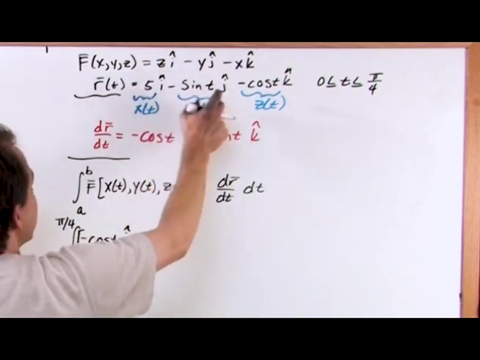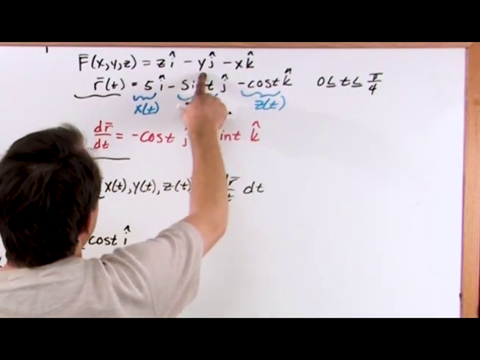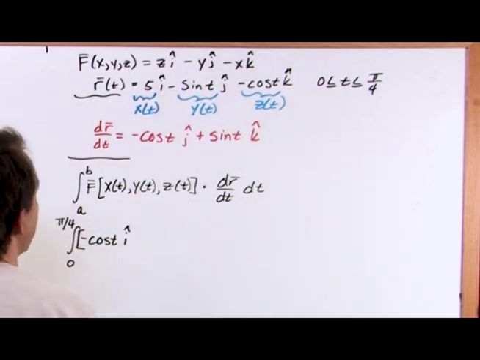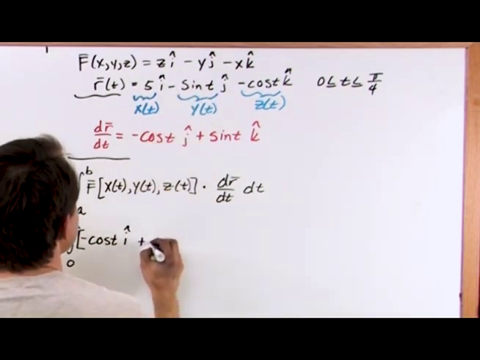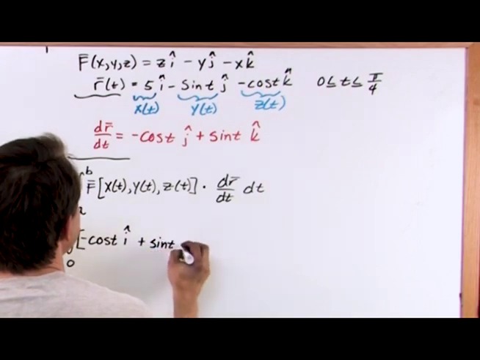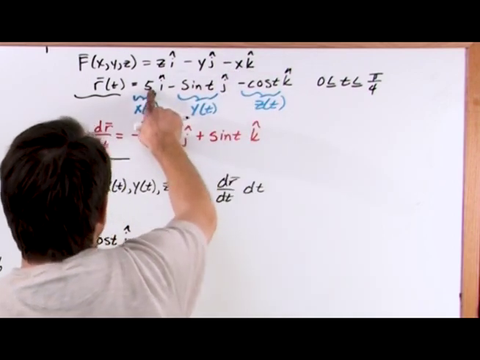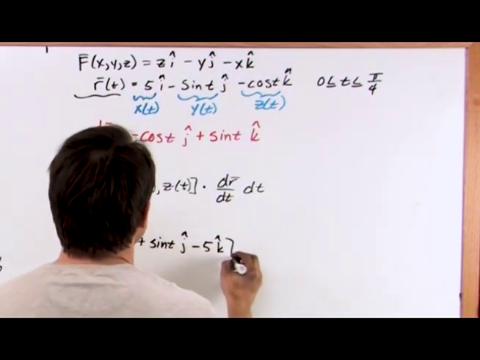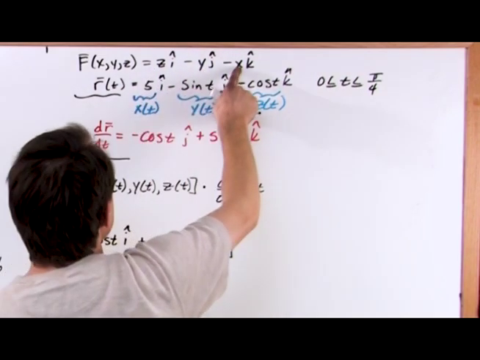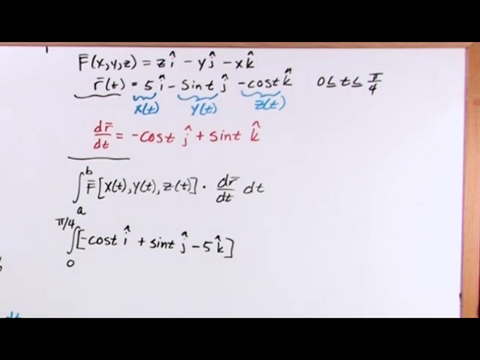Okay, z, this is z of t right here, so I put that in, minus y, but y is given by negative sine there, so it's going to be plus sine of t in the j direction. And then you have the x here given by 5, so it's going to be negative 5 in the k direction. All I did was I took my function and I plugged in the parametric form x, y, and z, and that way it's all in the function of time.